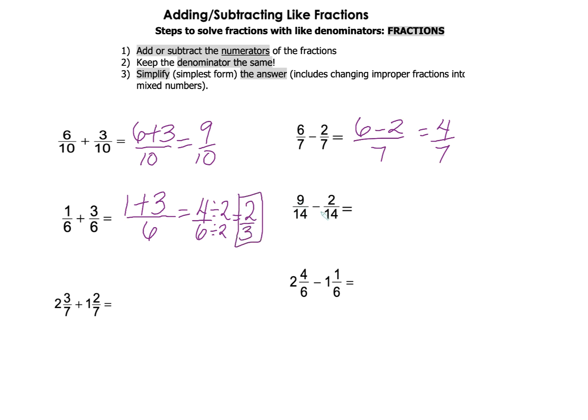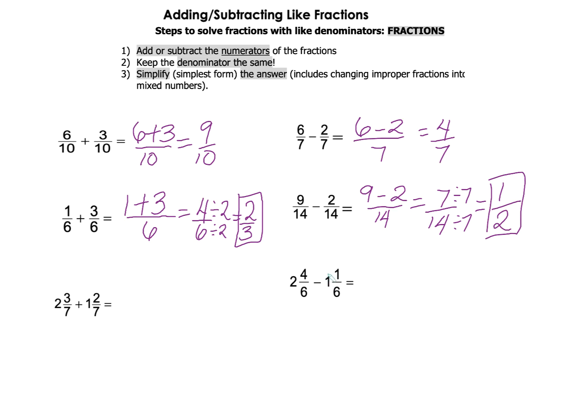9 over 14, take away 2 over 14. So remember, I'm going to subtract my numerators. I'm going to keep my denominator. 9 minus 2 is 7 over 14. Is there a number that would divide 7 and 14 evenly? The answer is yes. Both of these numbers can be divided by 7. So 7 divided by 7 is 1. 14 divided by 7 is 2. So your answer is a half.